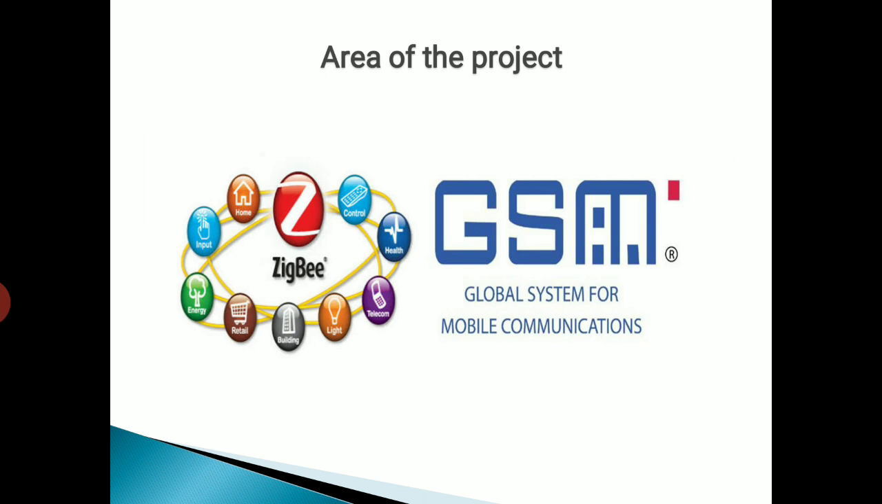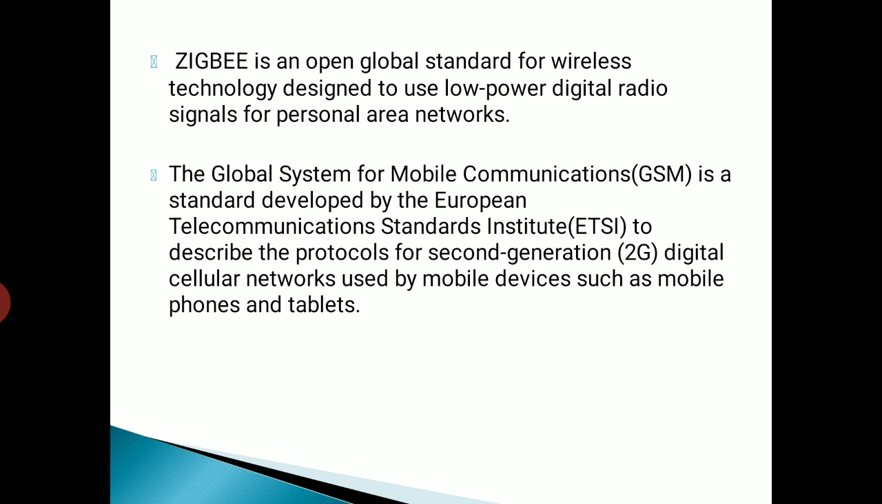Area of the project. The two main areas of my project are Zigbee technology and GSM, Global System for Mobile Communications. Then, what is Zigbee? Zigbee is an open global standard for wireless technology designed to use low power digital radio signals for personal area networks. The Global System for Mobile Communications is a standard developed by the European Telecommunications Standards Institute to describe the protocols for second generation, that is 2G, digital cellular networks used by mobile devices such as mobile phones and tablets, etc.